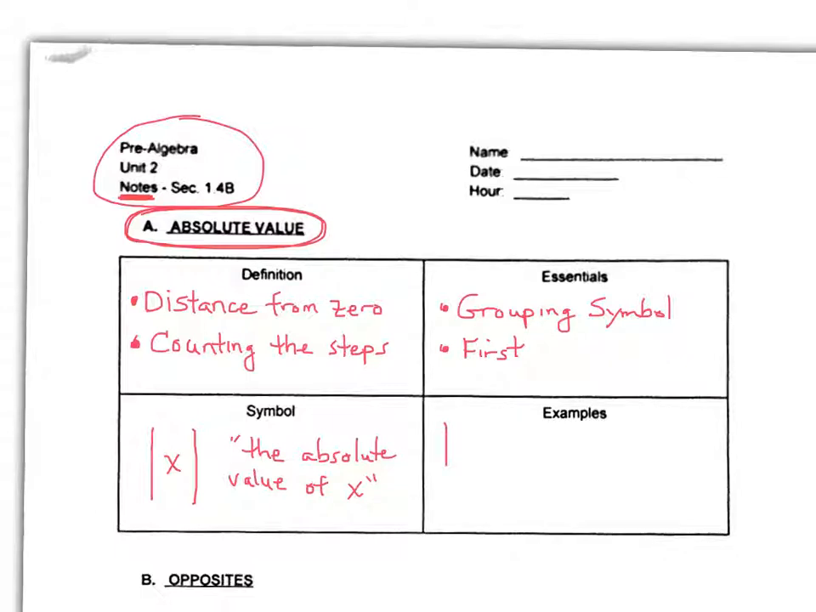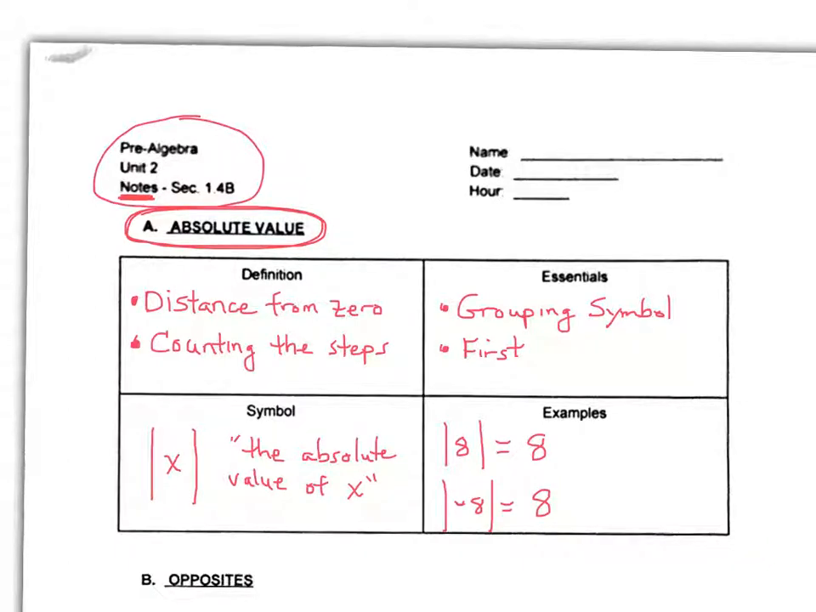So an example. If I ask you for the absolute value of 8, all I'm asking you to do is count your steps. If you start at 0, how many steps does it take you to get to 8? It's going to take you 8 steps. If I ask you for the absolute value of negative 8, if you start at 0 and you walk towards negative 8 and you count your steps, it would take you 8 steps.